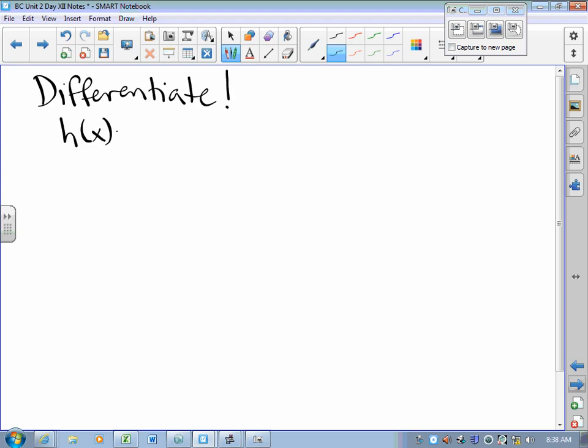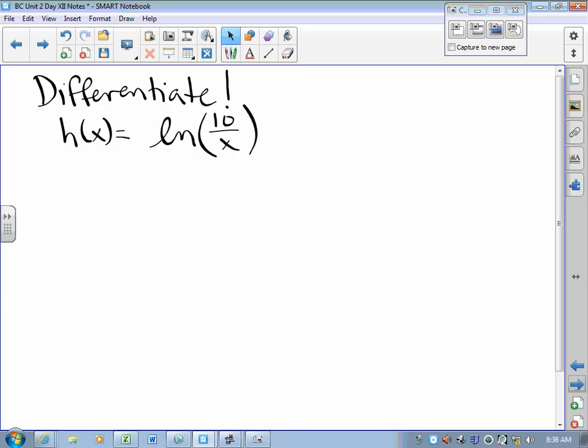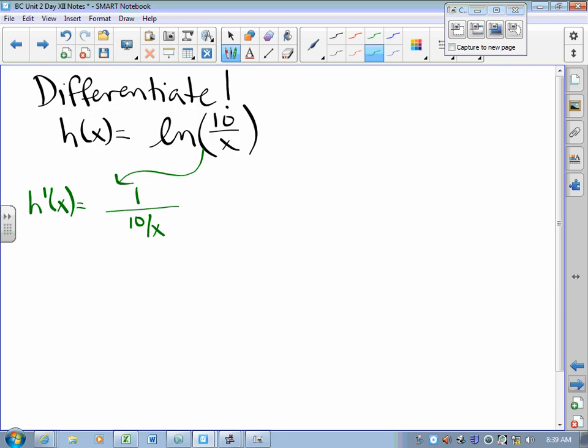What if I'm differentiating ln of 10 over x? Now, you should know that there are two ways to skin this cat. I will skin the cat over here using chain rule. Chain rule says that the derivative of ln of something is 1 over something times the derivative of that something. And that something is 10x to the negative 1. So the derivative of 10x to the negative 1 is negative 10x to the negative 2. And that simplifies.